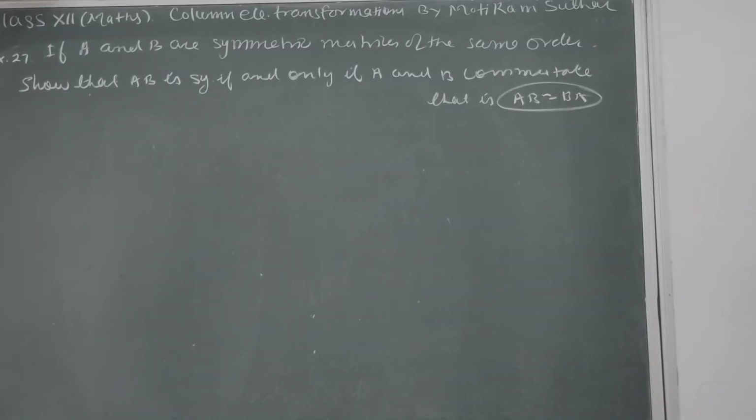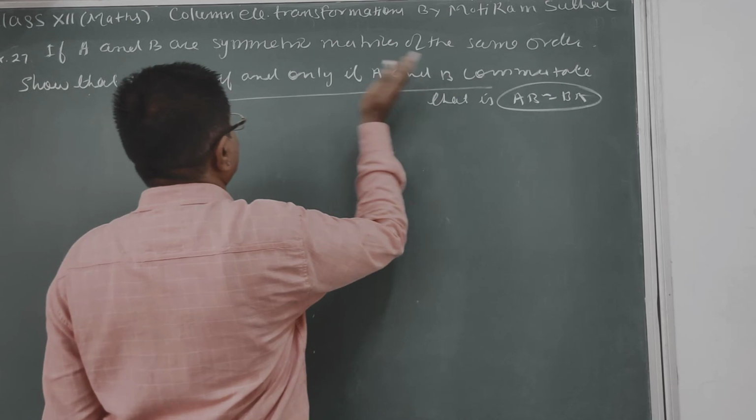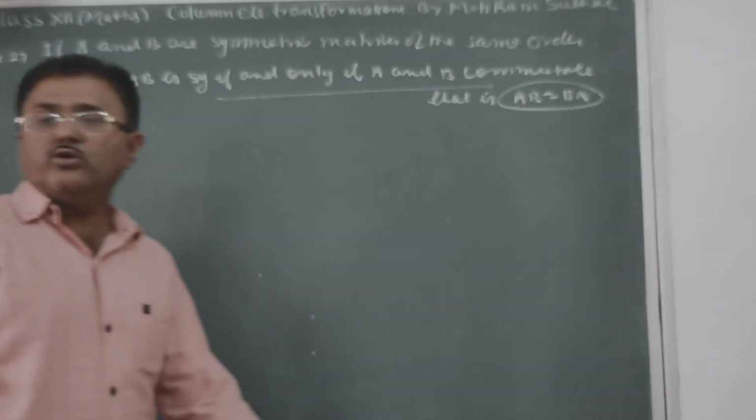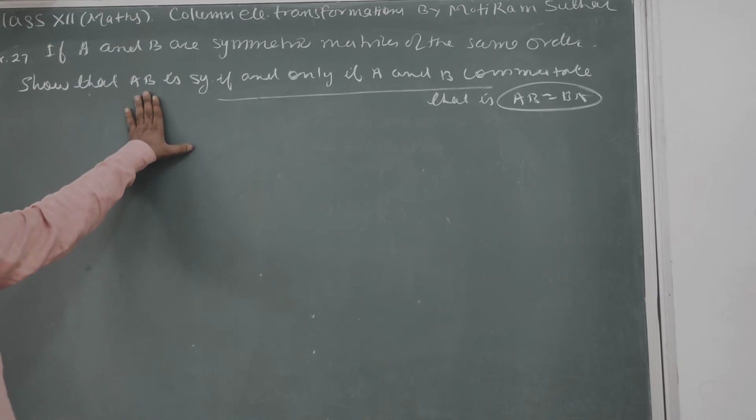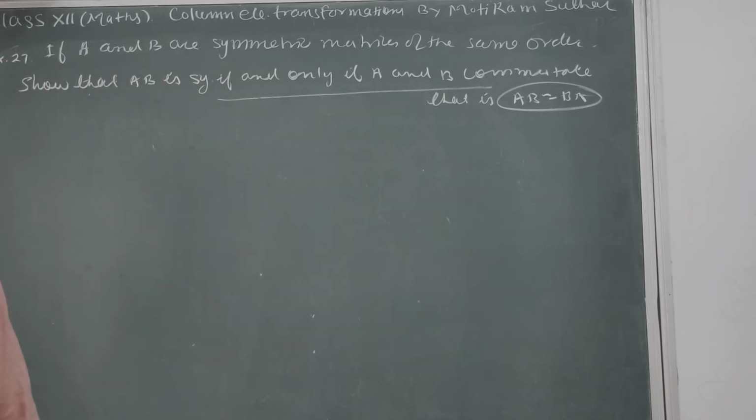So this is a very important theorem. If and only if means this is very important. If this is true, then you have to show this, and if this is true, then you have to show this. In both directions it is true. Means if we can say AB is symmetric, then AB equal to BA, or if AB equal to BA, then AB is symmetric. In both directions this statement is true. Now since we are given the solution, right?